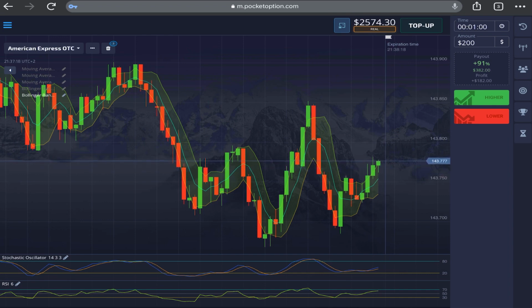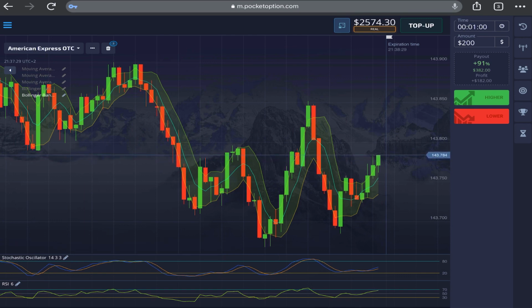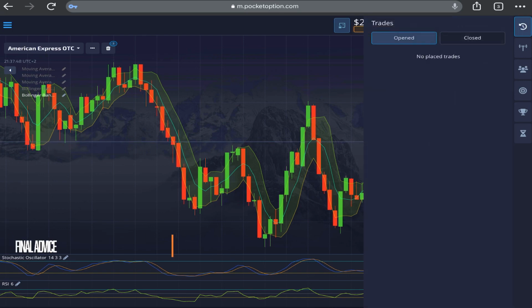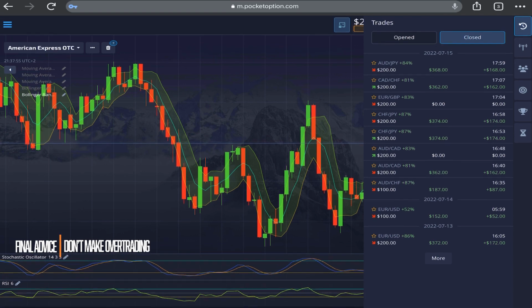Number 3 is about how much money you have to trade. If you have a balance of $2,000 or over, I'm going to trade with only 10% of my balance. And if you lose too much money around, you need to stop and not trade anymore. So controlling your balance is so important to trade tomorrow. So this is going to be the limit. For advice, please never overtrade. Consider this: the moment you start overtrading, you're going to lose everything.